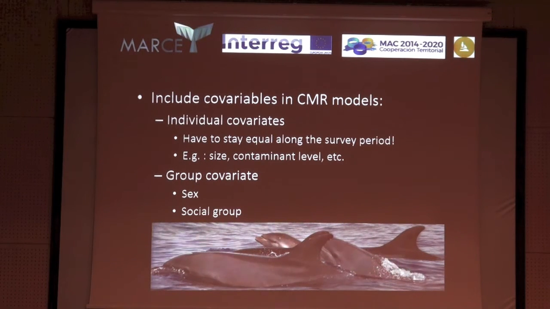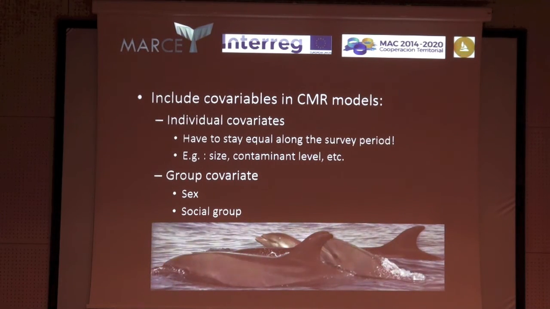So within all of those models, you can also include individual covariates. One of the main things of those covariates is that they have to stay equal along the survey period. So you have to know that they're not really changing, and this is important. But still, you can include, for example, size or contaminant level if you expect it not to be too different along your survey period, and then you can look at how it influences survival rate, for example.